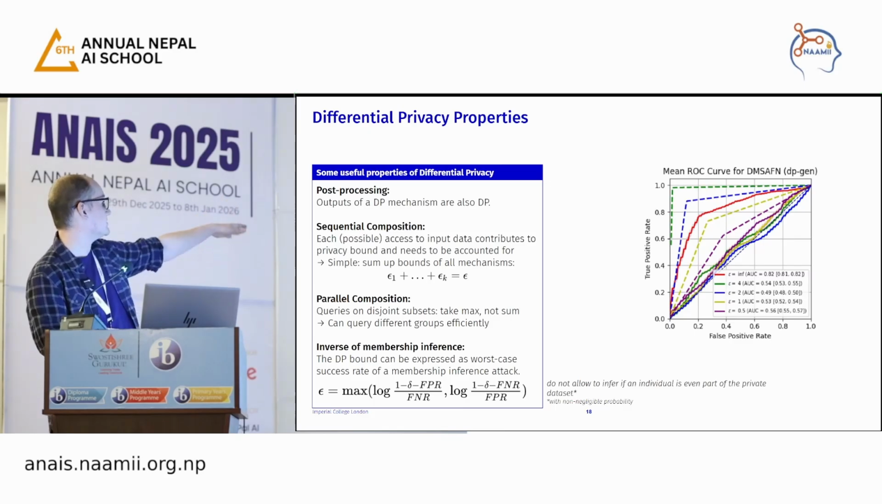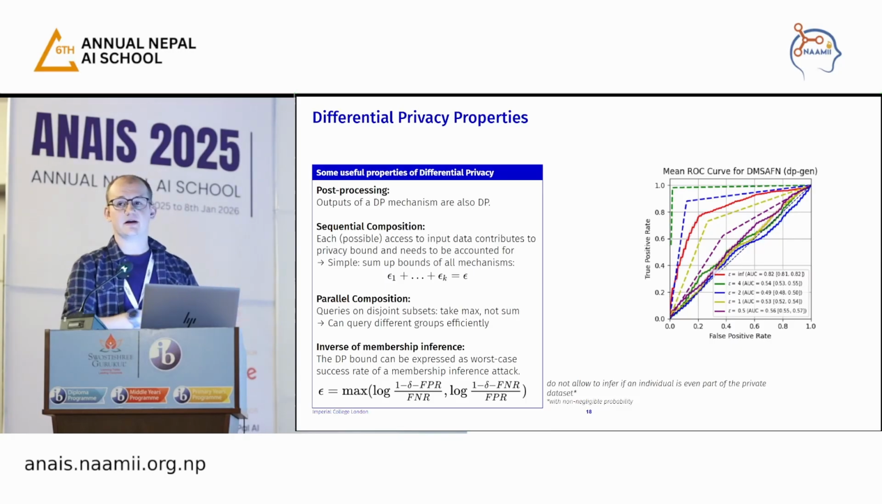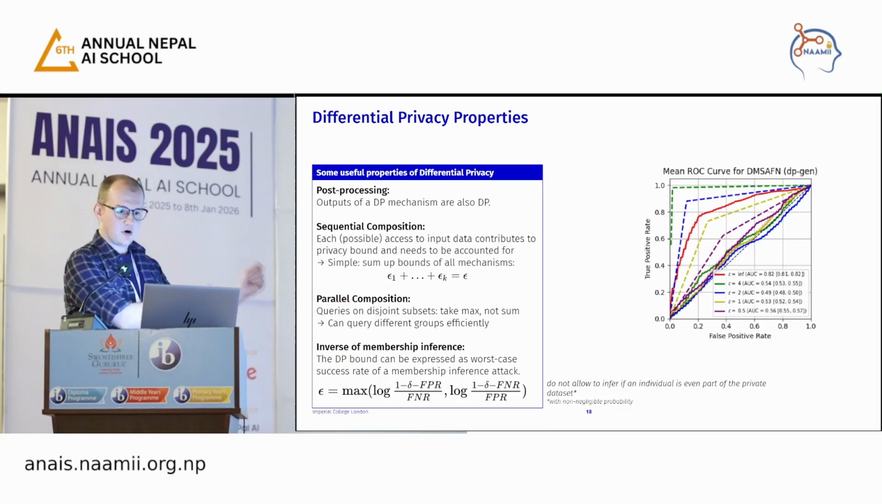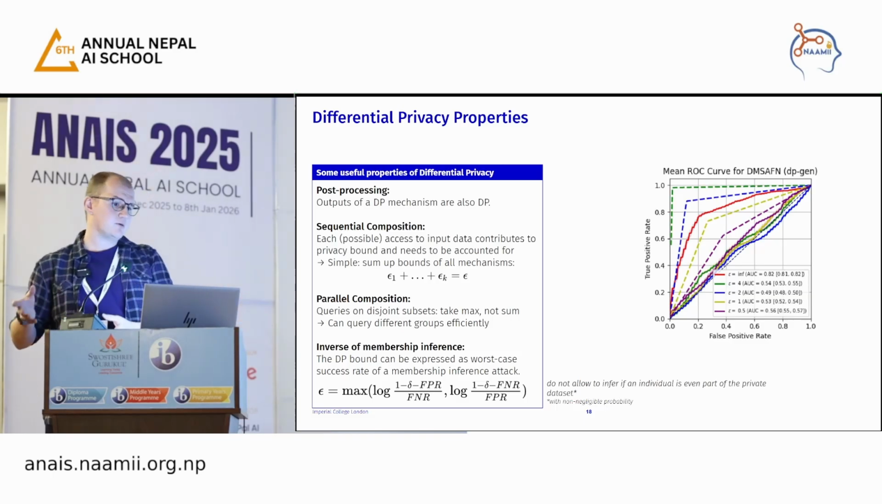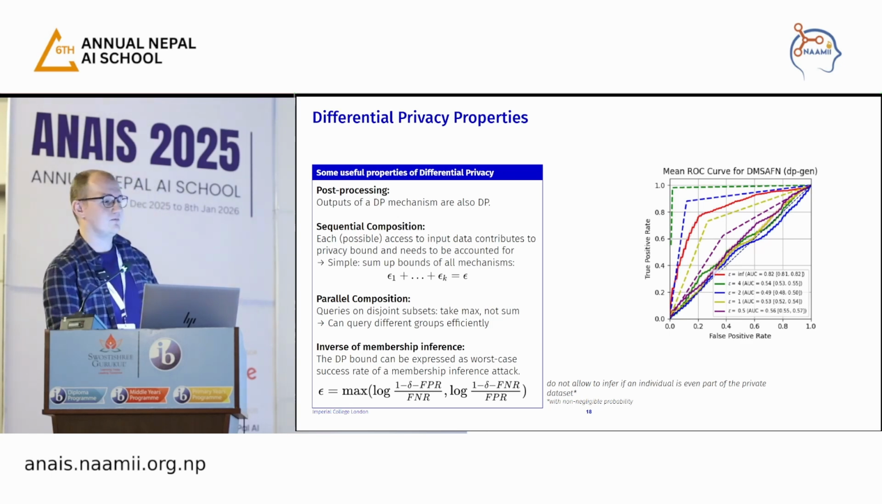Right, so there are some nice properties of differential privacy, and one of them, which we will come back to again, is post-processing. So if you apply differential privacy to a mechanism and you take its output, whatever you do with the output, as long as you don't go back to the original data that it was applied on, the output is differentially private. So you can't lose privacy of that output by doing something with it.